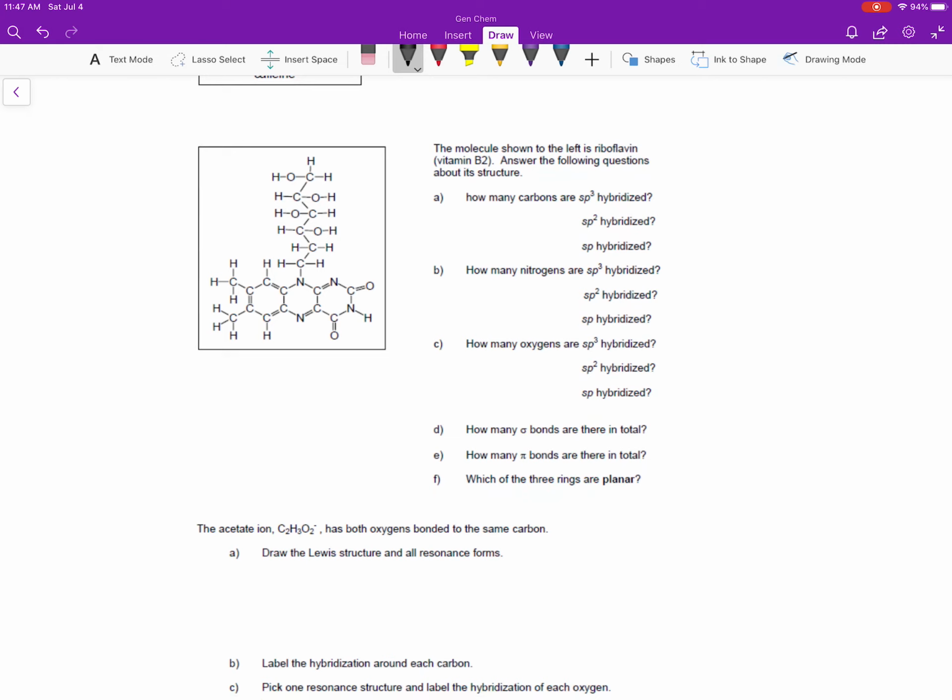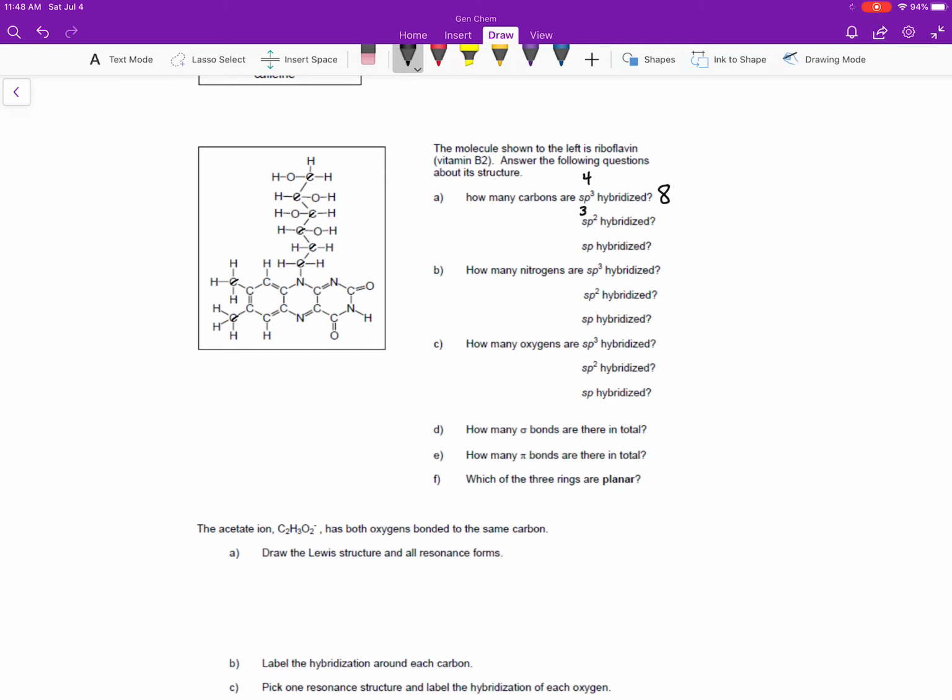So this one says the last part is to count how many sigma and pi bonds there are total. All of the bonds are written in here. It's just the lone pairs that are not. The first thing it asks is how many carbons are sp3 hybridized. So we're looking for carbon to have 4 things around it. I see 1, 2, 3, 4, 5, 6, 7, 8. So I see 8 that are sp3 hybridized.